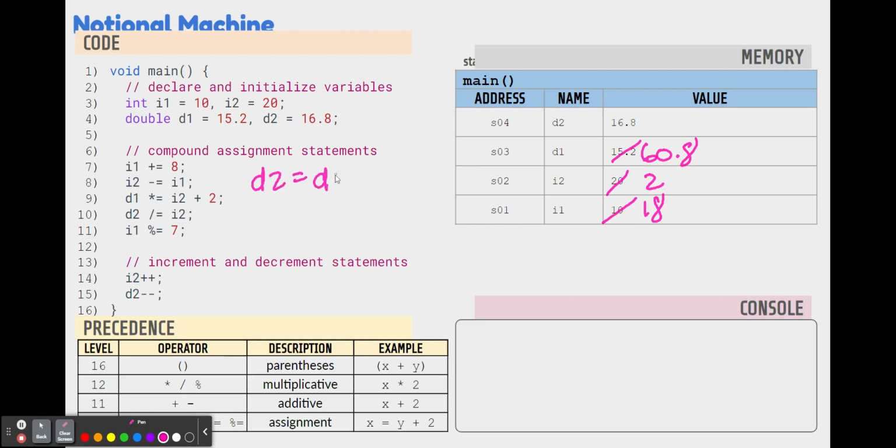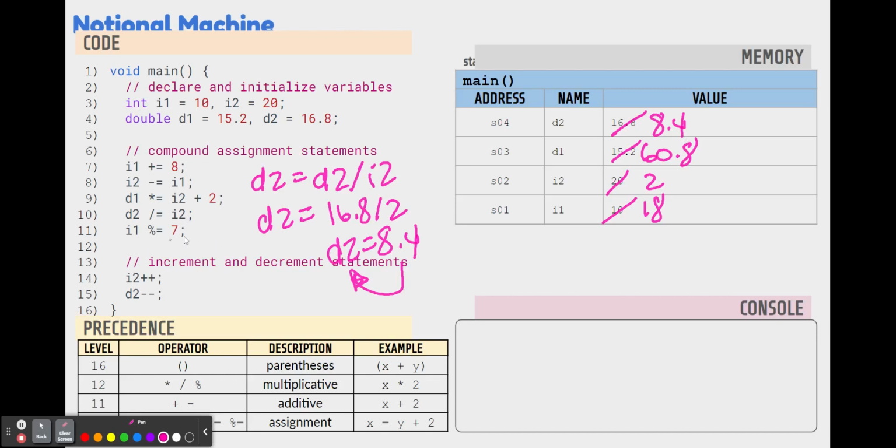Looking at line 10, we have D2 is equal to D2 divided by I2. Evaluating everything on the right-hand side, D2 is 16.8, and we're going to divide that by 2. We have a double and an int, so the answer is going to be a double. D2 is equal to 8.4. So 8.4 goes back into D2.